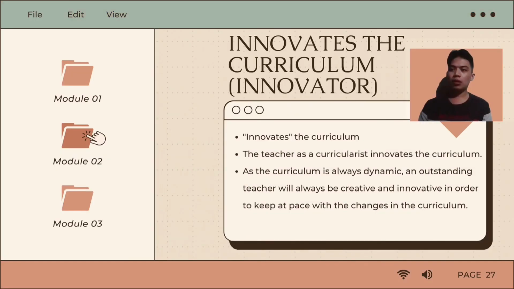Next, innovator. From the word innovate, it means to make changes or introduce new methods. So the teacher as a curricularist must innovate the curriculum. We learned in our previous discussions that a curriculum is always dynamic, thus it keeps on changing. So as a teacher, one must possess the quality of being able to innovate as well as to be creative, because creativity and innovation are the hallmarks of an excellent teacher. In order to keep pace with the changes in the curriculum, we must possess those qualities.